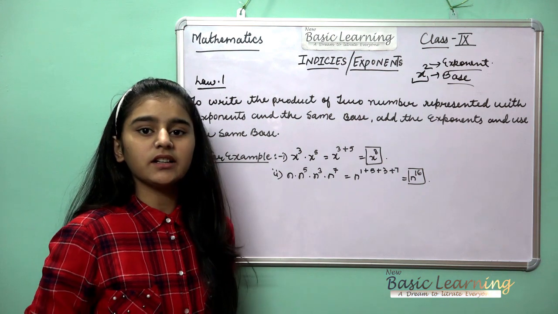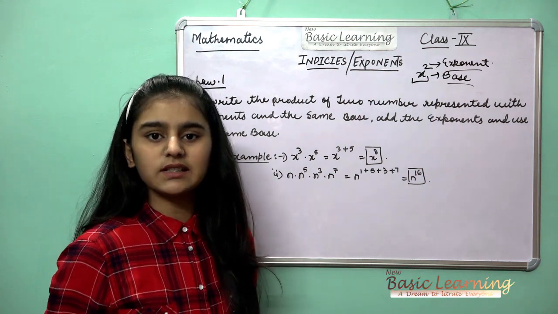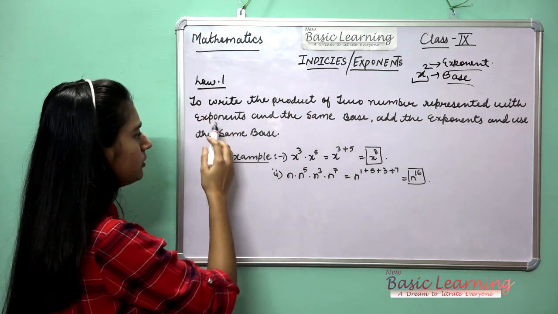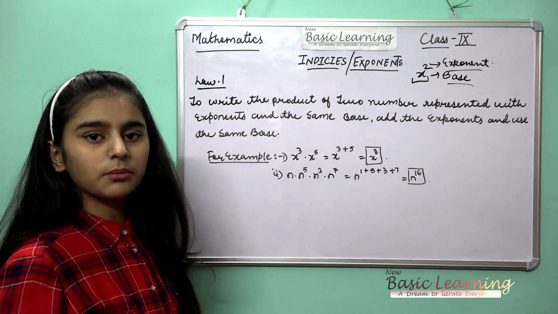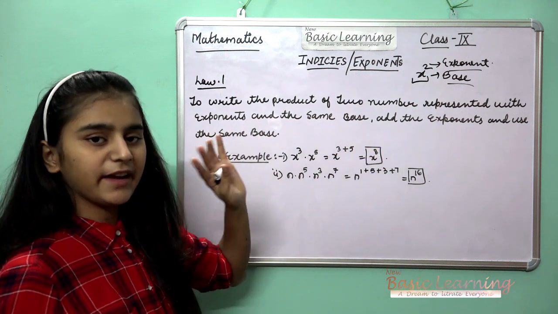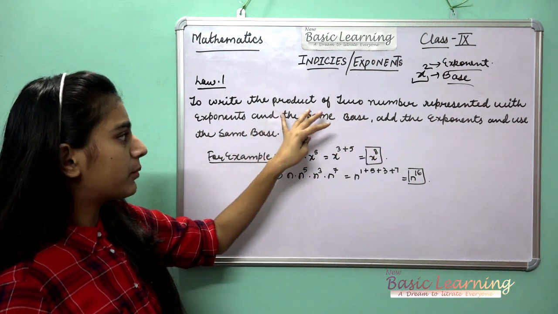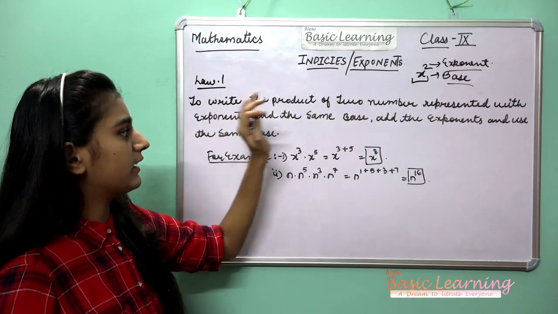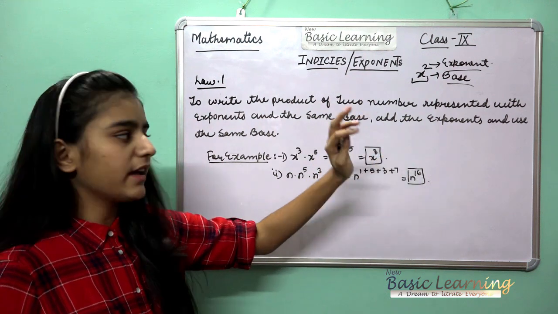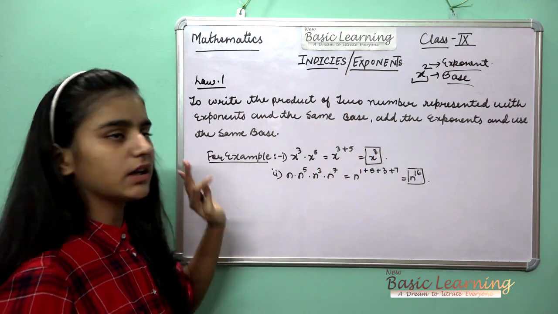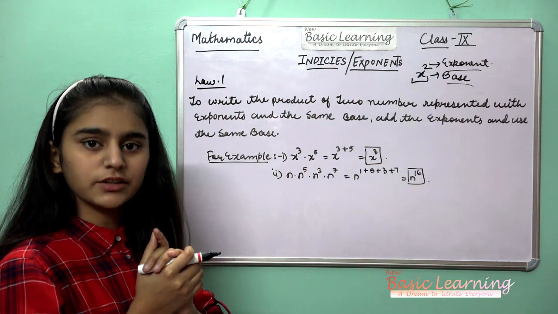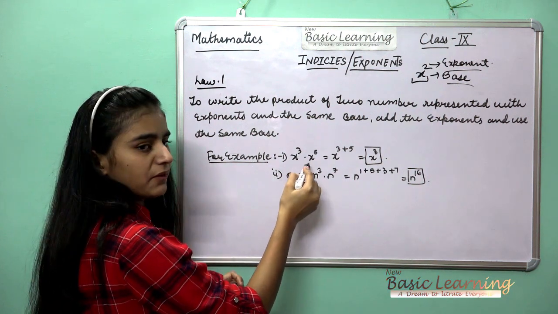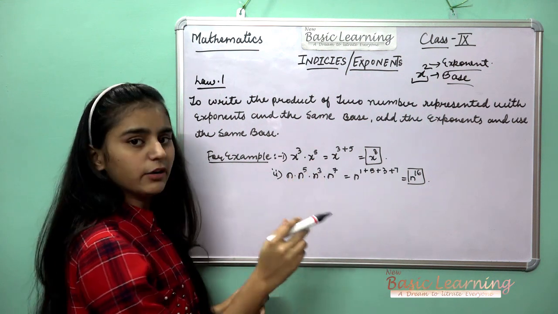Then here are certain laws, or the rules you can say, of this chapter we must know, and with the examples. Law number 1 is to write the product of two numbers represented with the exponent and the same base: add the exponent and use the same base. For example, x to the power 3 into x to the power 5.